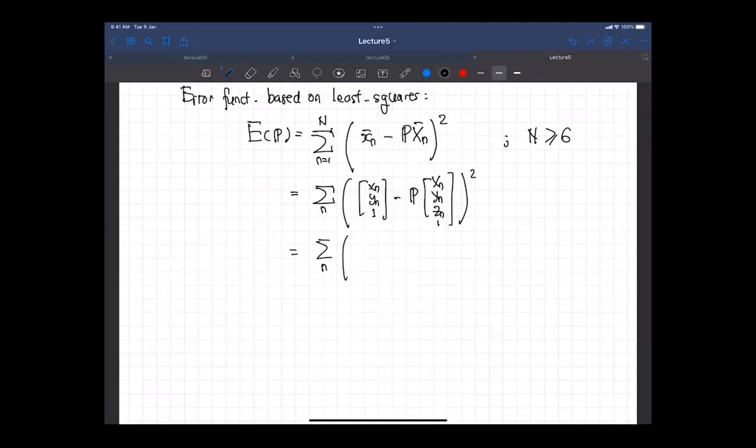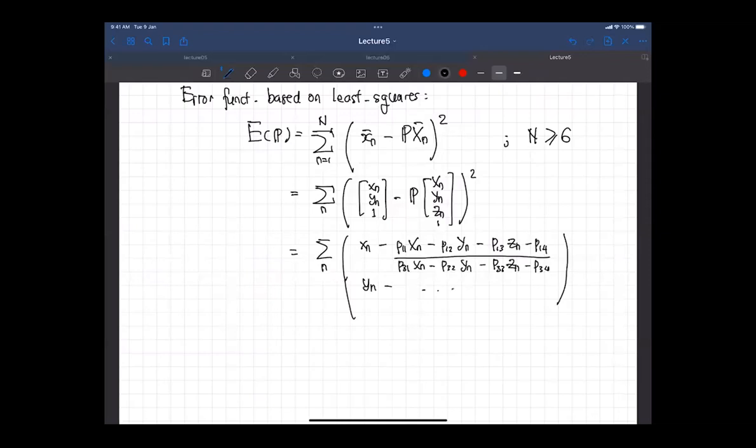You have x_n minus p11 multiplied by x_n minus p12 multiplied by y_n minus p13 multiplied by z_n minus P14, divided by P31 x_n, P32 y_n, minus P33 z_n, P34. The same for y_n, you have to do the same here. And 1 here has to be equal to minus 1. Maybe that's a good idea. Let's make it simple, so then it can be the same after. So let's forget about it.